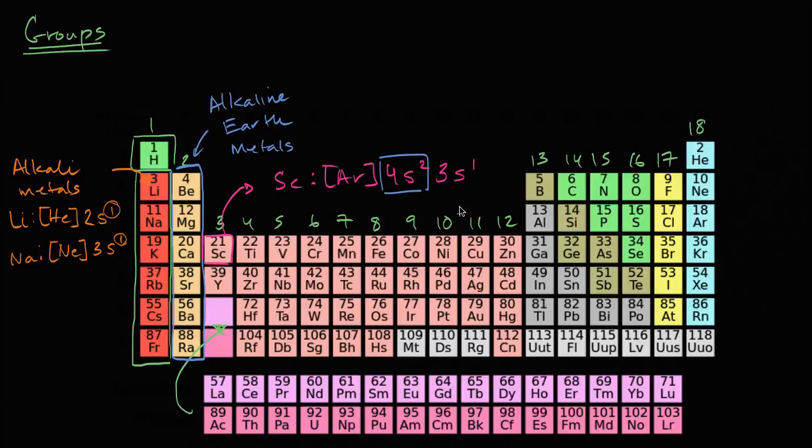Although in the transition metals, the D block elements, oh, sorry, I made a little mistake there. This is 4s2, 3d1. Let me emphasize that. We're backfilling the D block. But these, their outermost electrons, they still have 2 of those outermost electrons.